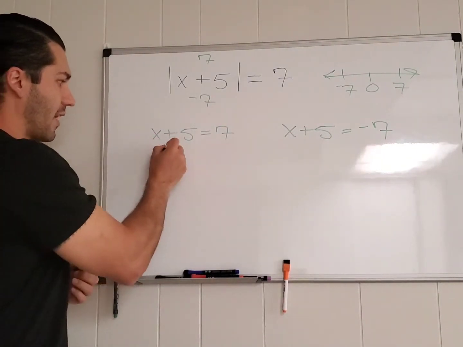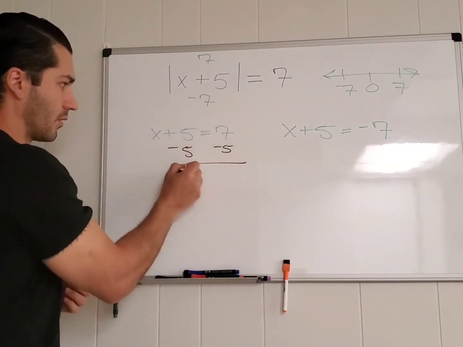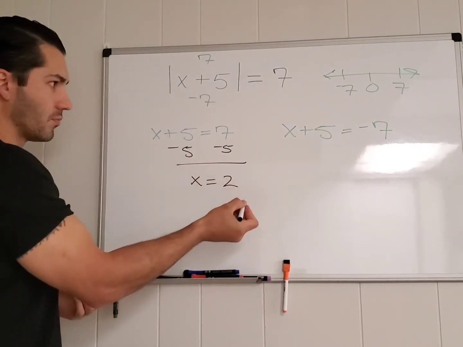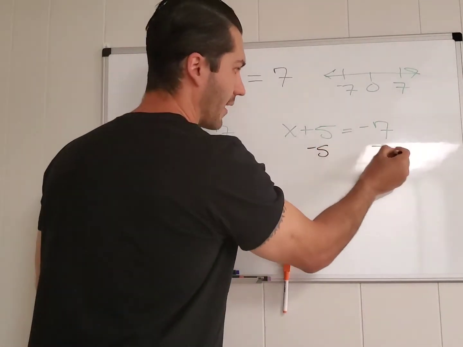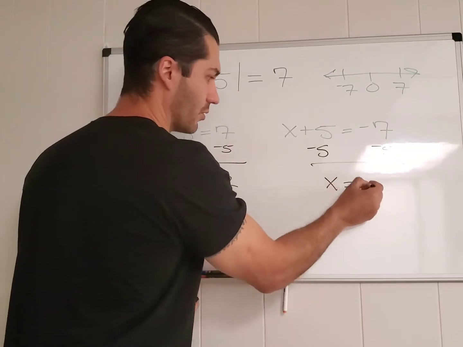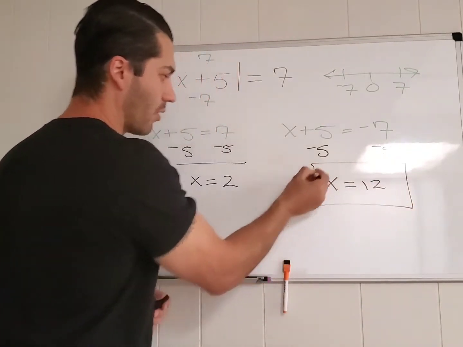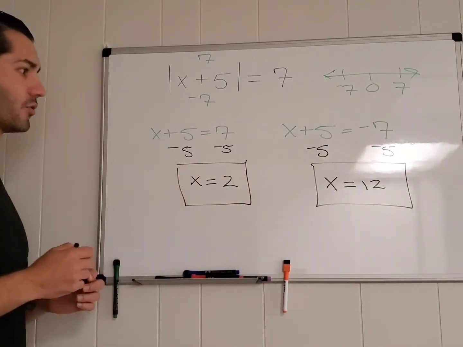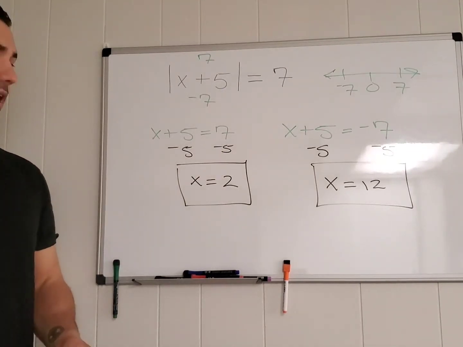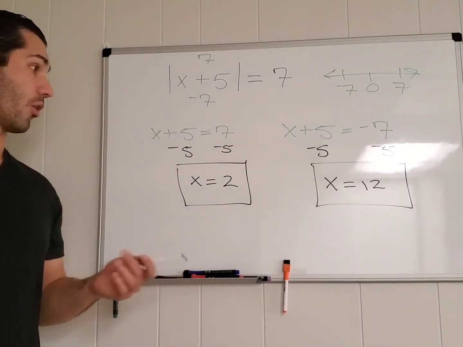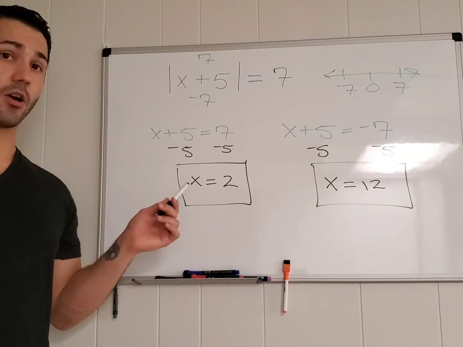Minus 5, x equals 2. Minus 5, x equals negative 12. That was a regular absolute value problem. Something you might remember, you might not. But hopefully, it doesn't look that hard if you did forget.